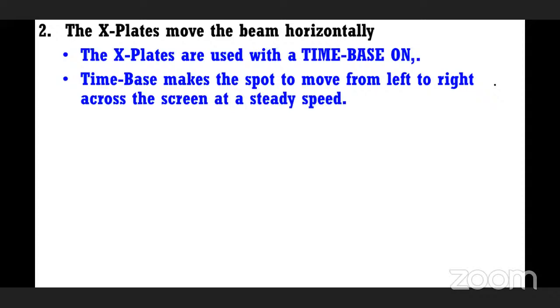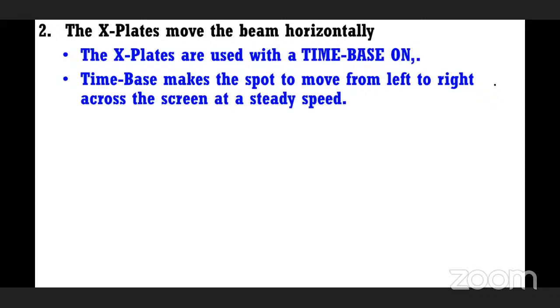Also, how else can we move this beam? The beam can also be moved using something known as the time-based system. A time-based system is simply a special circuit for varying the voltage applied on the X plate and the Y plate. In that case, we can move the electron beam on the screen. Then you have the time base setting, which selects the rate at which the waveform is drawn across the screen.